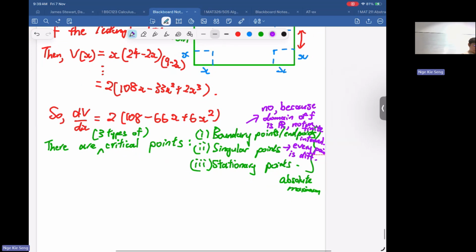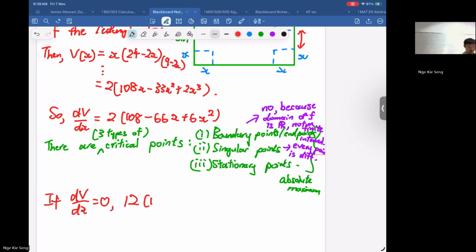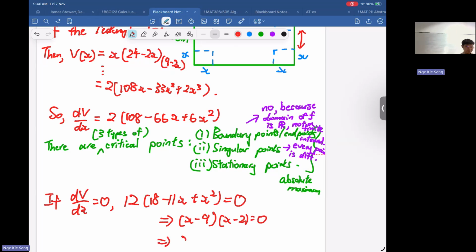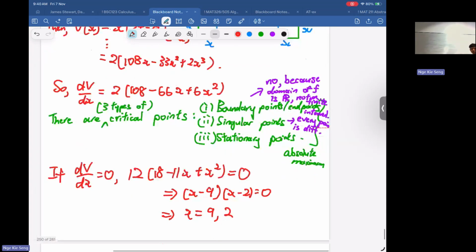Okay, so if dV/dx equals 0, this means that our quadratic function here has to be 0. So if you do factorization, you will get (x minus 9)(x minus 2), which implies that our stationary points are 9 and 2.